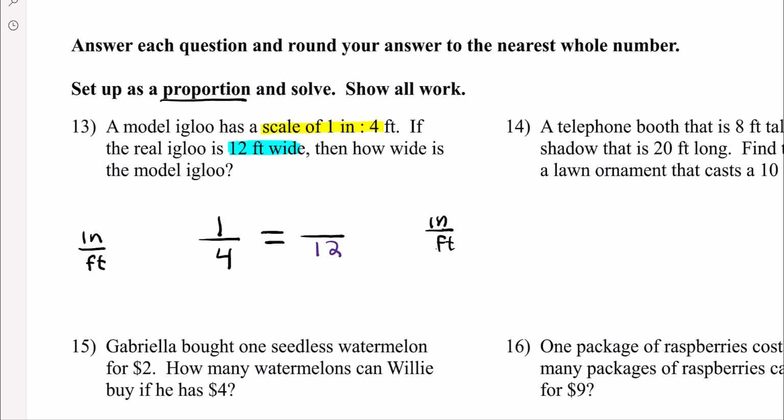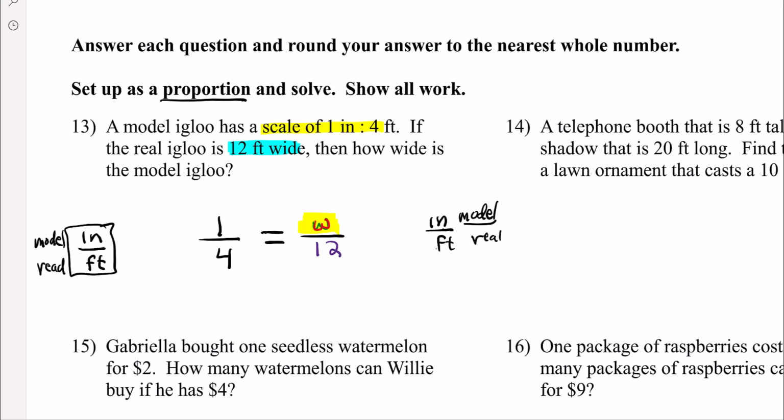And that means, if the real igloo is 12 foot wide, then how wide will the model be? Well, we don't know how wide the model will be. So we give it a W. And notice what I did here. This is the model. This is the real. So over here, this is the model. This is the real. If you don't know how to organize the information, your answers are going to be wrong.